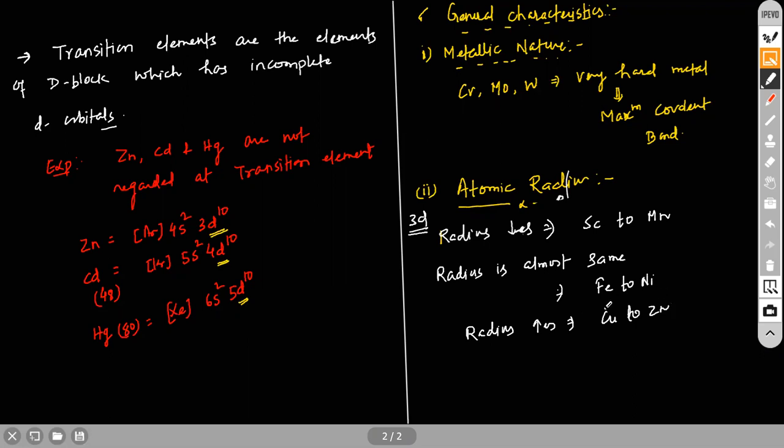The reason is the same: effective nuclear charge and the electronic repulsion. In the first case, from scandium to manganese, the effective nuclear charge is dominating. Z effective is dominating, that's why size decreases. Here the Z effective and the electronic repulsion are almost the same, and hence the size also becomes equal. For the last two, the electronic repulsion dominates the Z effective and hence the size increases.